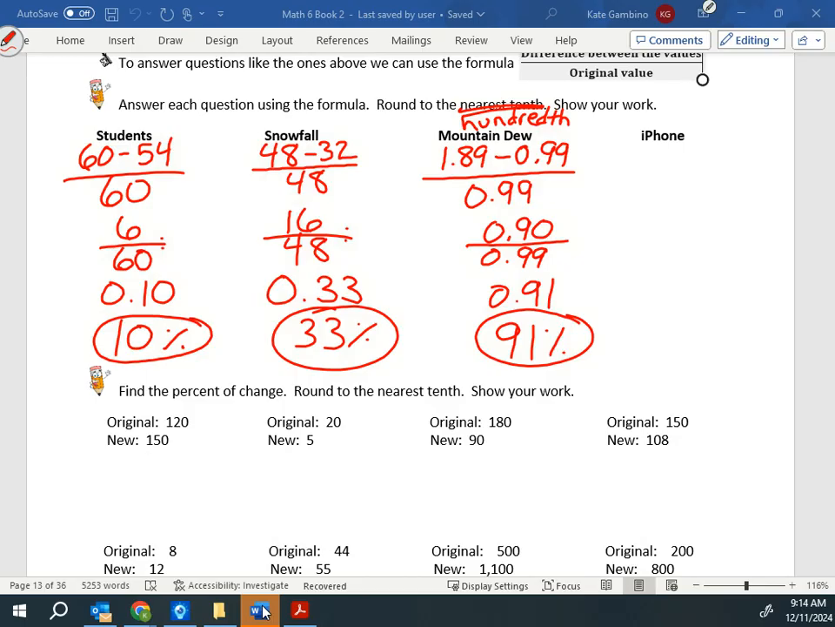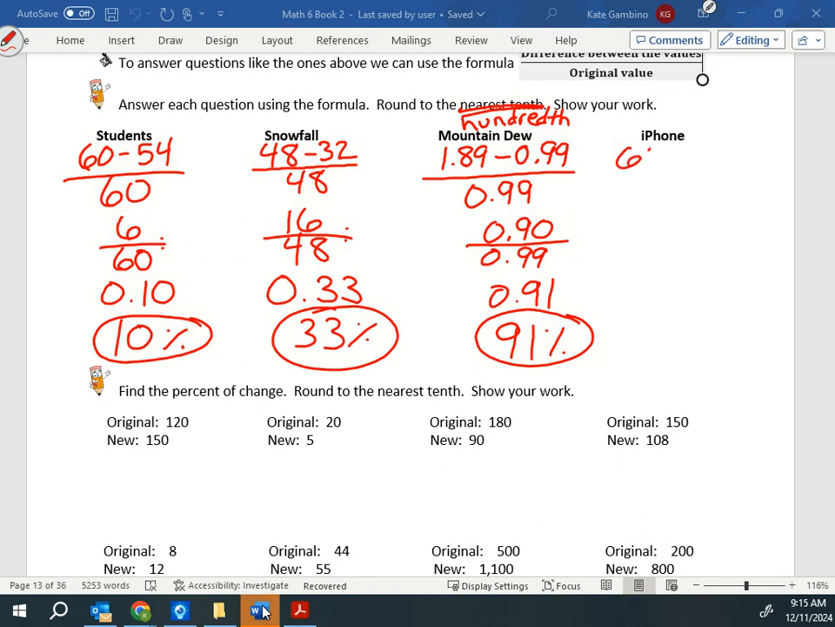So remembering back to what we were just talking about, difference between values over the original value. How should that look? Oh, I should see all hands up. We've done 3 already. We should be able to do this. Let me hear a new voice. Who hasn't raised their hand yet today? Nolan P. Walk me through it.